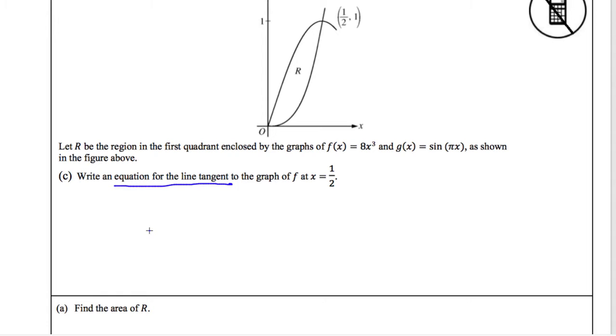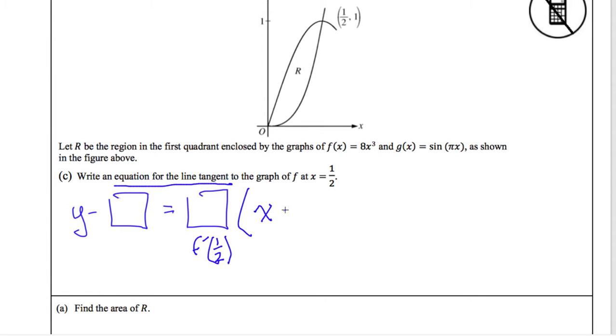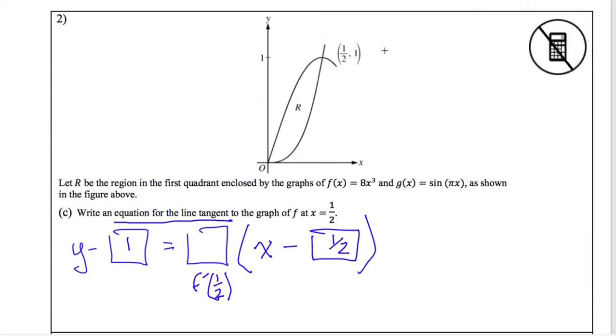You gave up halfway. Equation of the line tangent: y minus y1 is equal to m, or you can think of this as f prime of 1/2, times x minus x1, and we know what x1 is. It's 1/2. They gave it to us. Y1 would be 1, right? Yes, it tells us that at the x coordinate 1/2, the y coordinate is 1. So we can fill in the 1 as Rochelle just said.